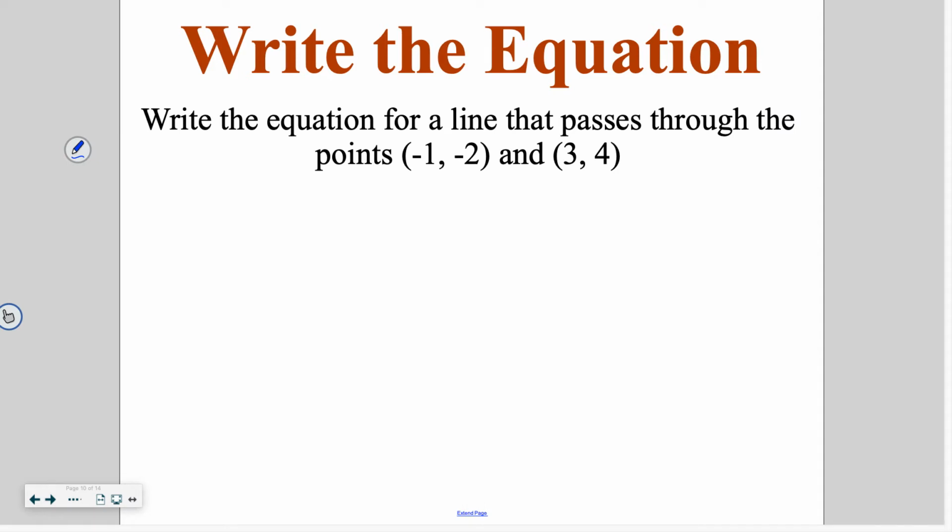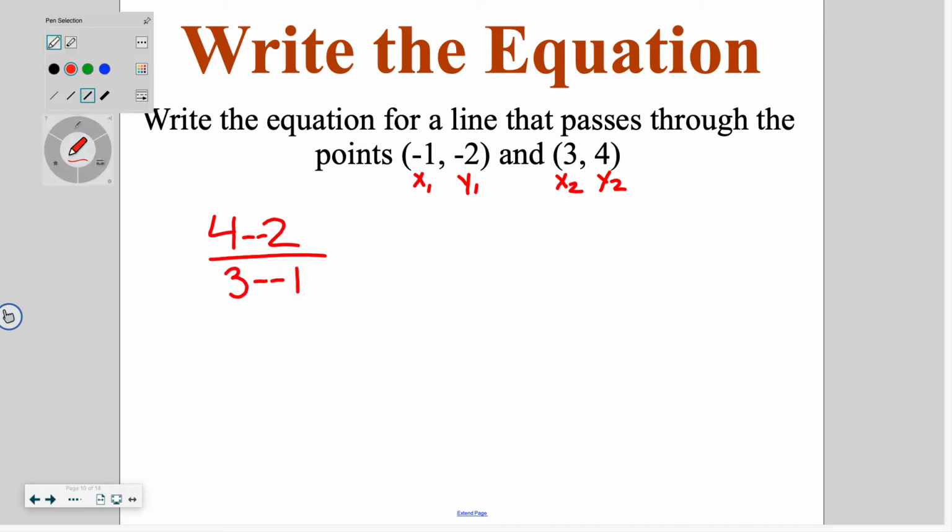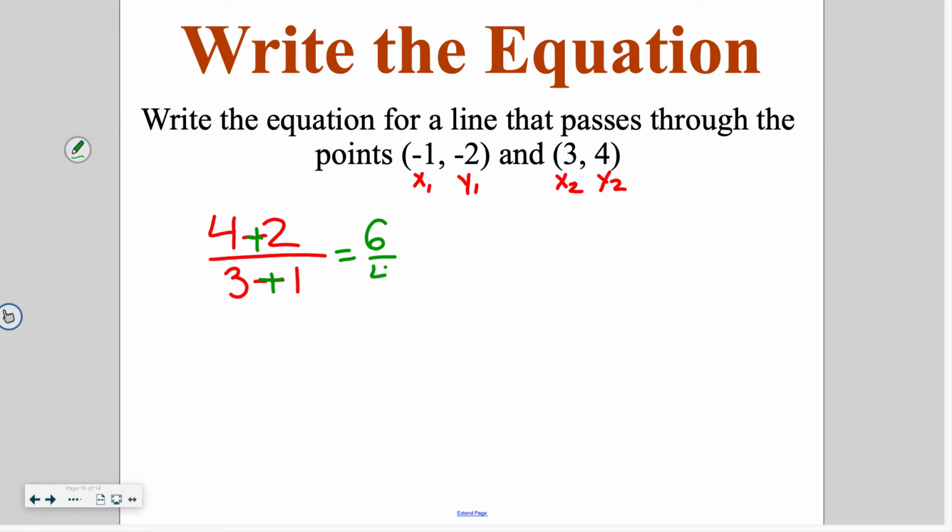Another thing that we can do is write a linear equation if we are given 2 points. When we do this, our first job is going to be to find the slope. So I'm going to take my points, label them x1, y1, x2, y2. Following my slope equation, I'm going to do y2, which is 4, minus y1, which is -2, over 3 minus -1. Double negatives make a positive, which is going to give me a slope of 6 over 4, which can reduce to 3 over 2. So that's going to be my slope value.